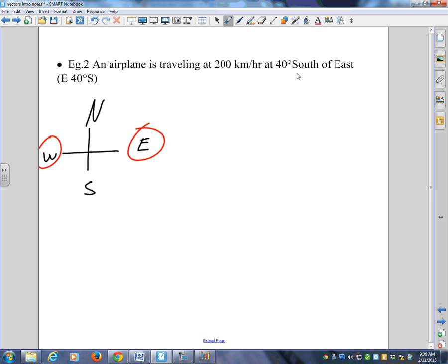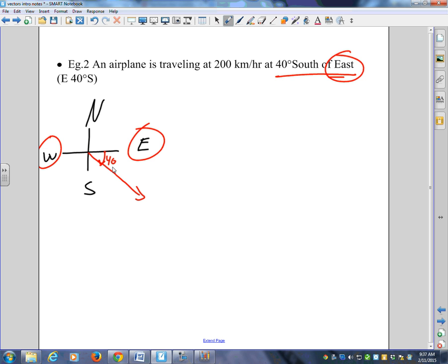Okay, 40 degrees south of east. So I'm going towards south from east. And so my angle is going to be that one right there. What's the angle of east would be 90? We'll get to that. Hold on. You're getting ahead of me. So this is 40 degrees south of east. So you look which direction first? East, and then you go towards south. How far? 40 degrees. Does that make sense, Peter?